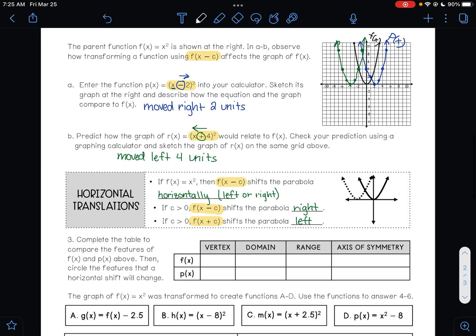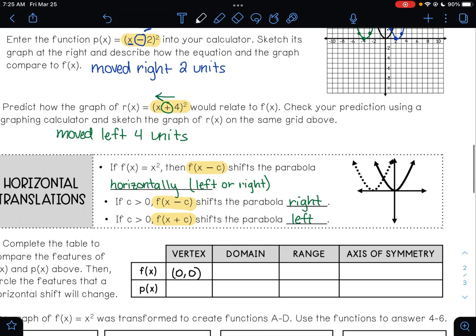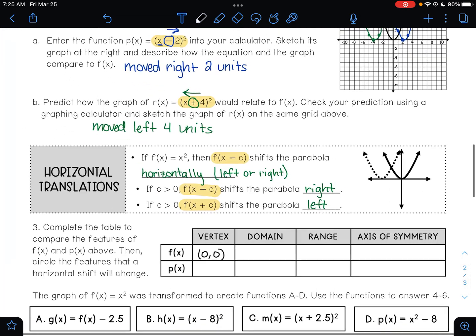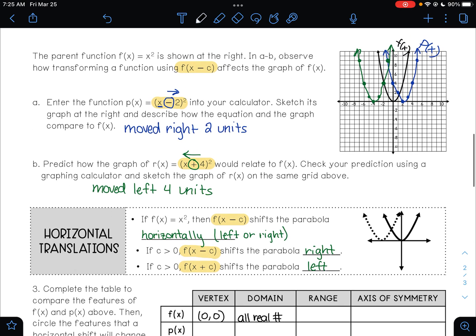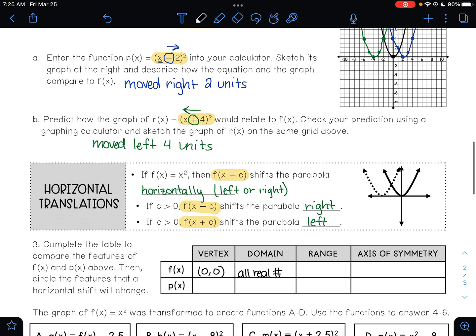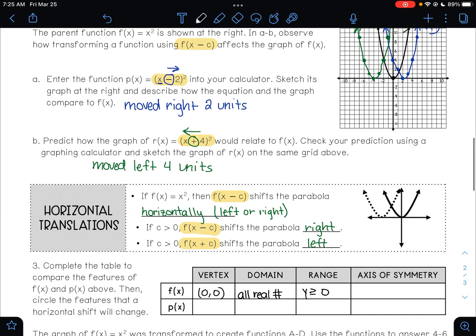F of x vertex was at (0, 0). The domain is going to be all real numbers because we graphed it and it has 2 arrows. The range, well, it's starting from 0 and it's always going up, so the y values are greater than or equal to 0. The axis of symmetry is the x value of the vertex, so x equals 0.